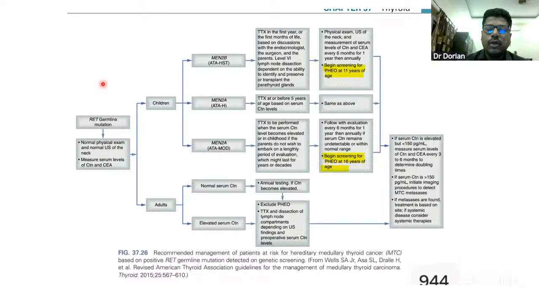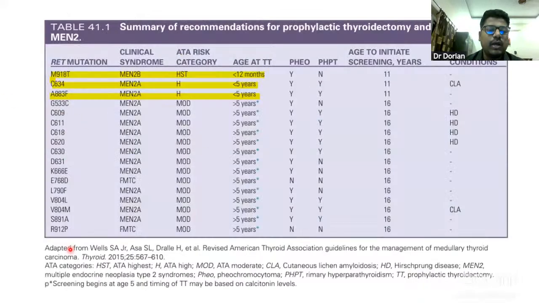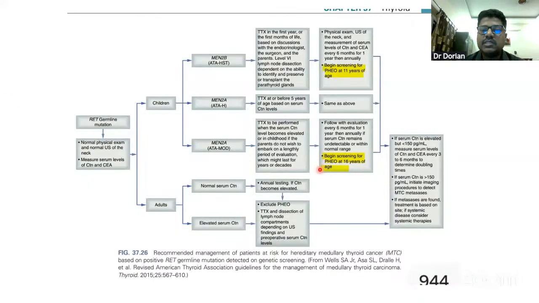So again, you have to remember when to start screening for pheochromocytoma also. So in case of MEN 2B or highest risk ATA, you begin screening for pheochromocytoma at 11 years. Okay. And MEN 2A high risk. Okay. Again, in Sabiston, it is given as same as above, which means 11 years. Okay. All these other genes, other codons, you begin screening at 16 years of age. Very important. Okay. Very important.